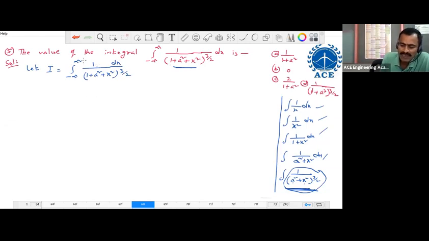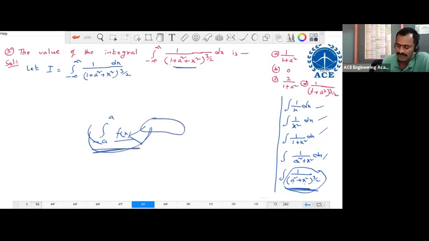The limits of this integral are in the form of minus a to plus a. In general, when the limits are minus a to plus a, we can check whether the function is even or odd. We have written this for proper integrals, but for this improper integral also, we can use one of the results of this property. This property of definite integrals works only when the function is even. If the function is odd, the property doesn't work.